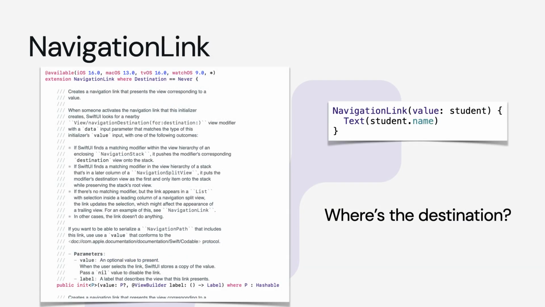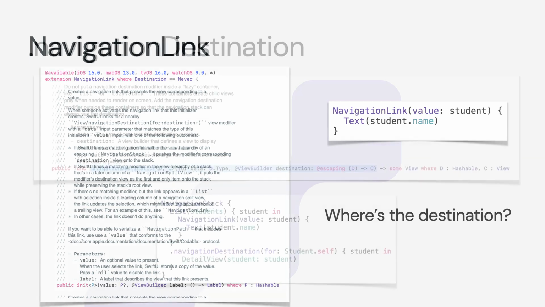Navigation Link is still central to navigation around your app. In iOS 16, however, a new initializer was introduced that takes in an object that is hashable, along with the view that represents the link on screen. This means there's no destination anymore. How does your app know where to go?